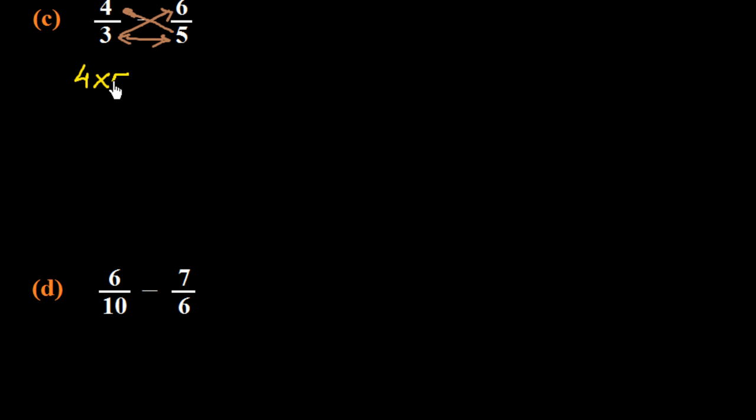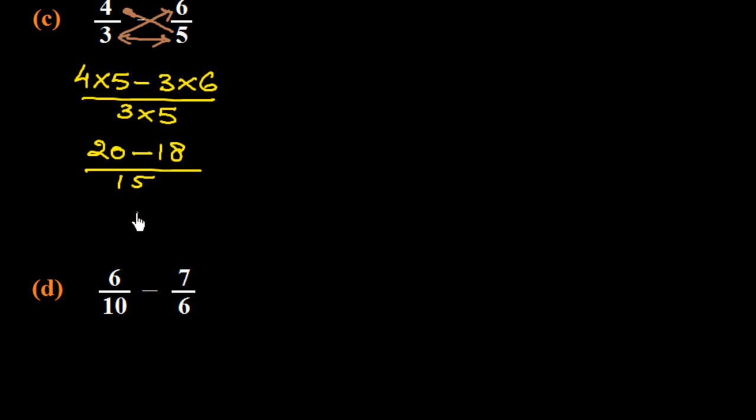So in this way you see I write down here 4 into 5 minus 3 into 6 over 3 into 5. So we get here 4 5s are 20 and 3 6s are 18 and 3 5s are 15. So we get here 2 over 15, which is a proper fraction because the numerator is smaller than the denominator. So we have got this answer.